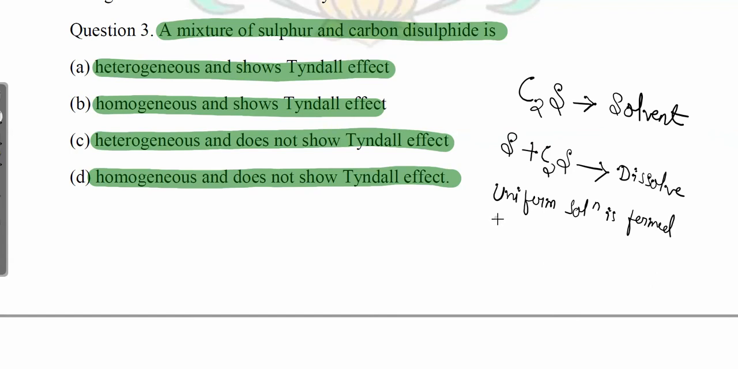It is having a nature that the particles are very, very small there. Due to this reason, what will happen? We will see that the uniform solutions will not show any Tyndall effect, because for showing the Tyndall effect, the particles must be larger in comparison to that of the true solutions. So hence it is concluded that the mixture of sulfur and carbon disulfide will be a homogeneous mixture and it will not show the Tyndall effect.